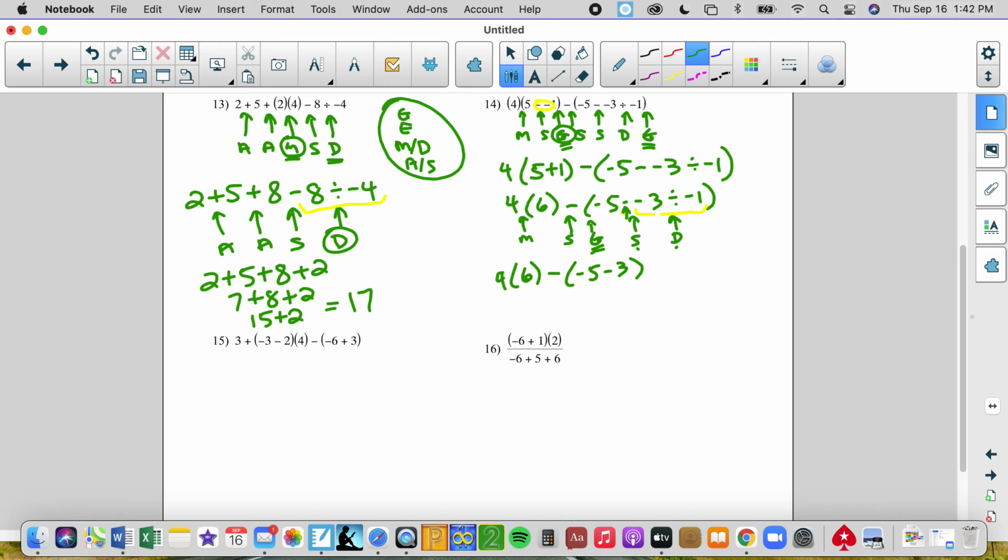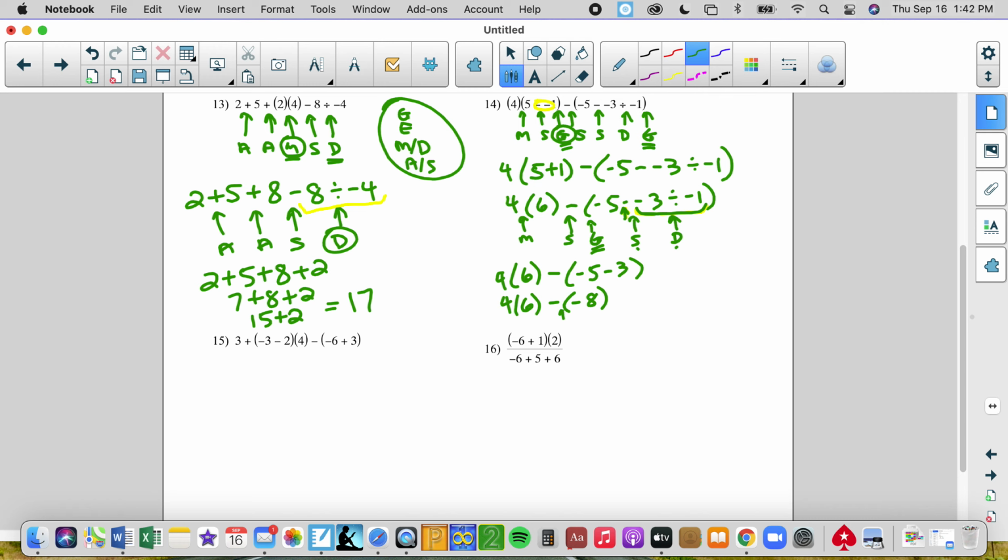So this yellow part right here, this quotient ends up being the 3. This negative here ends up being this negative. And now we still haven't simplified inside the grouping symbol, so we have 4 times 6 minus -5 minus 3 is -8.